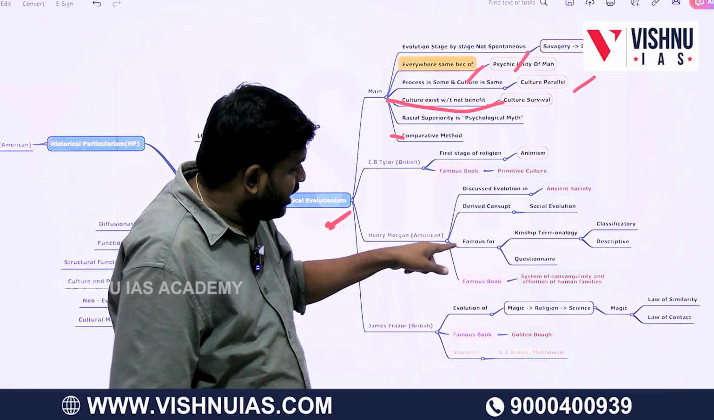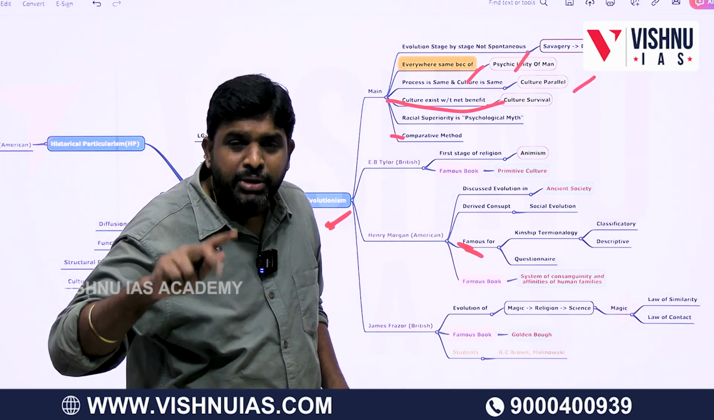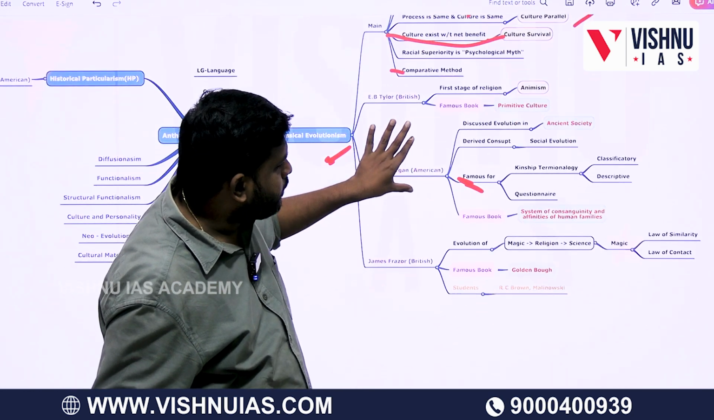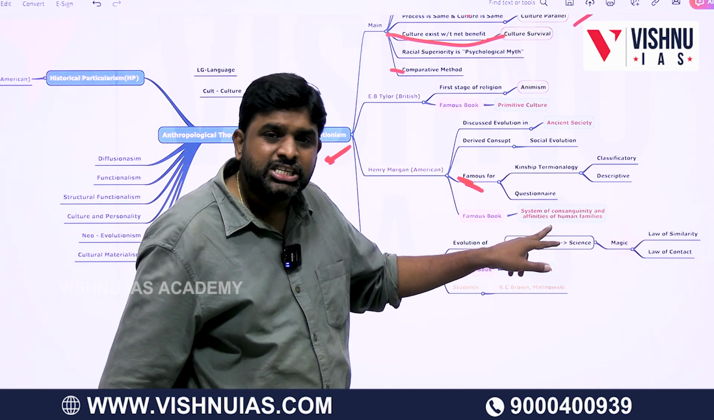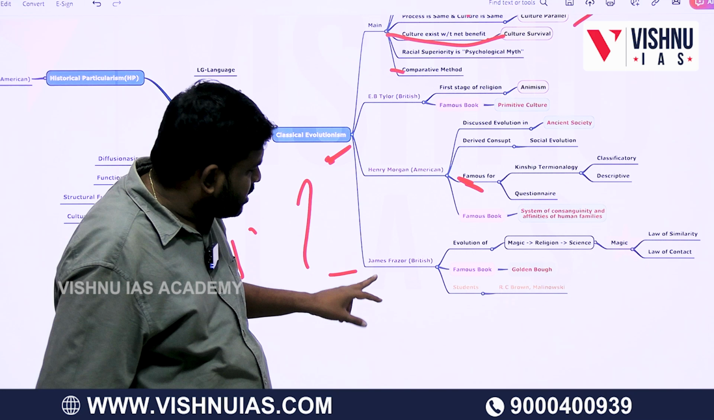And in field work, he is famous for what? The questionnaire method. He is the person who innovated the questionnaire method in the discipline of anthropology. Then another famous book, Systems of Consanguinity and Affinity of the Human Family. So Henry Morgan. Then James Frazer.